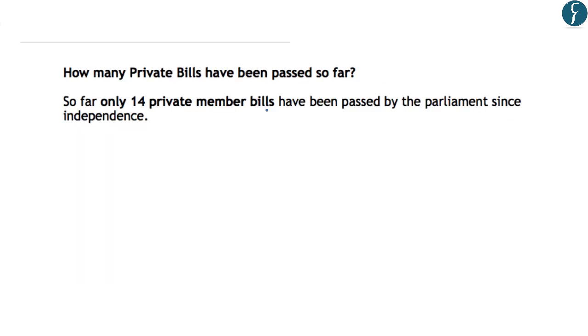Now, another important fact related to the private members' bill is that so far only 14 private members' bills have been passed by the parliament since independence. So this is an important fact that should be kept in mind.